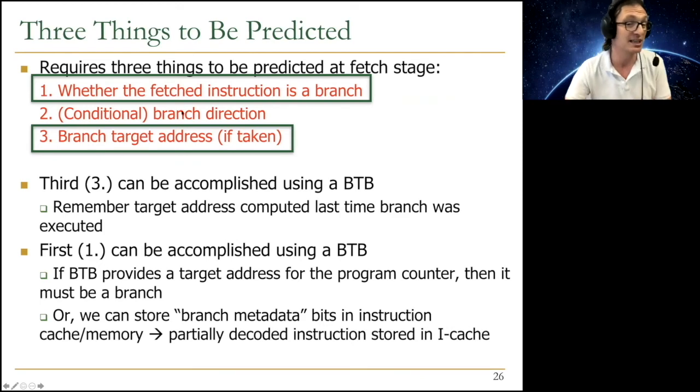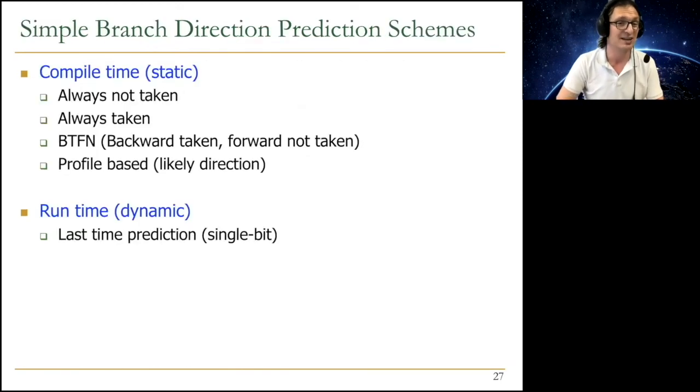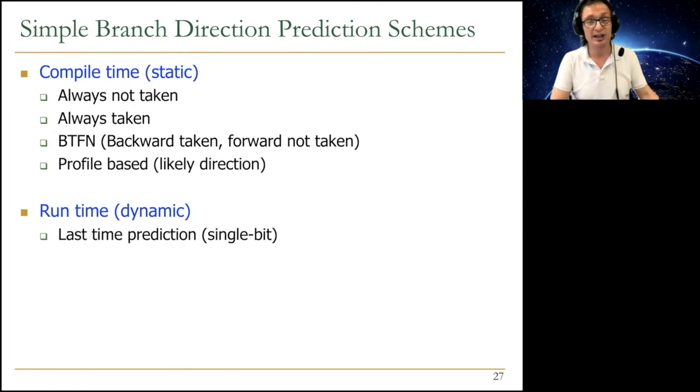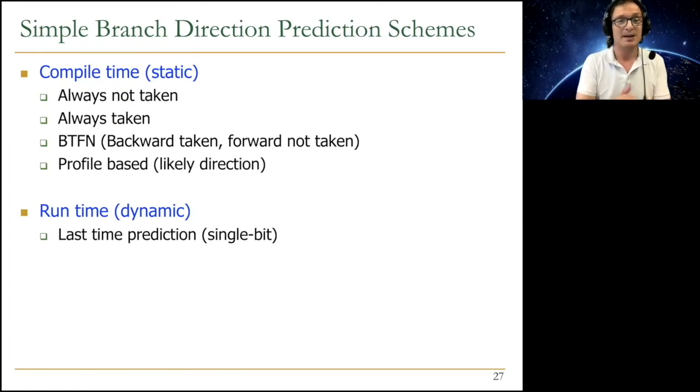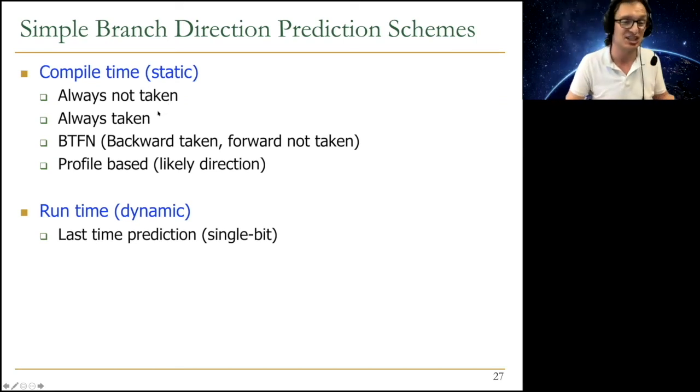That leaves us with the conditional branch direction, which is the hardest part. How do we predict the direction? We're going to cover a bunch of different techniques. Basically, we're going to start with the simple ones. We're going to talk about compile-time or static direction prediction schemes. Always not taken and always taken are actually somewhat static schemes because you don't need to make a decision dynamically.